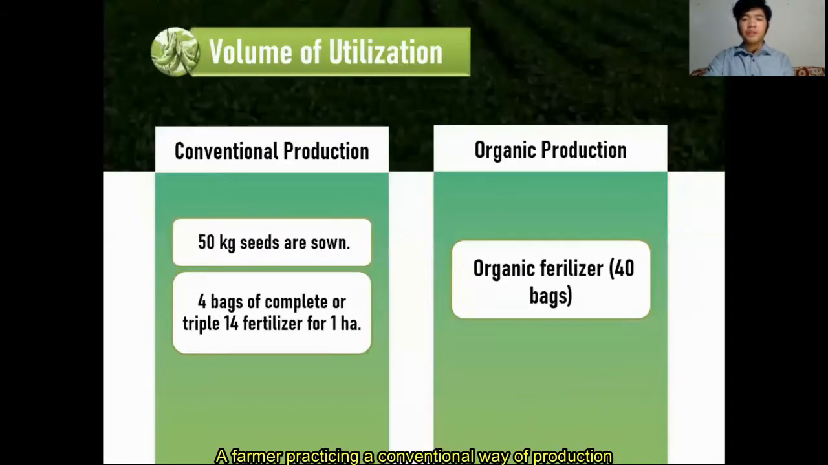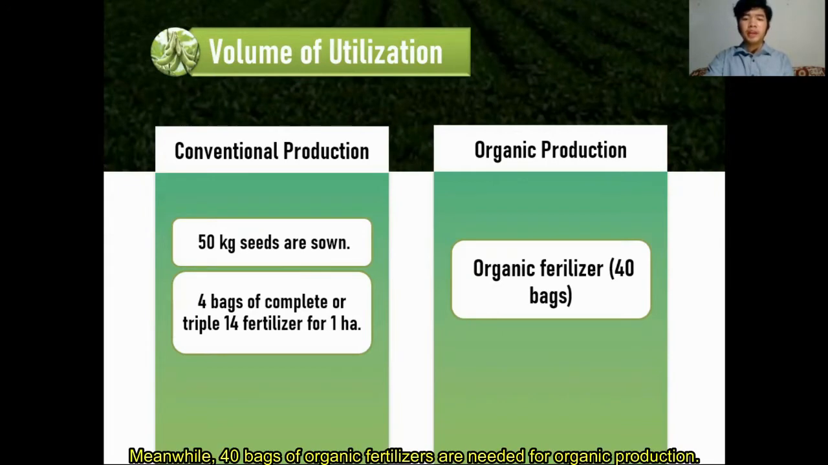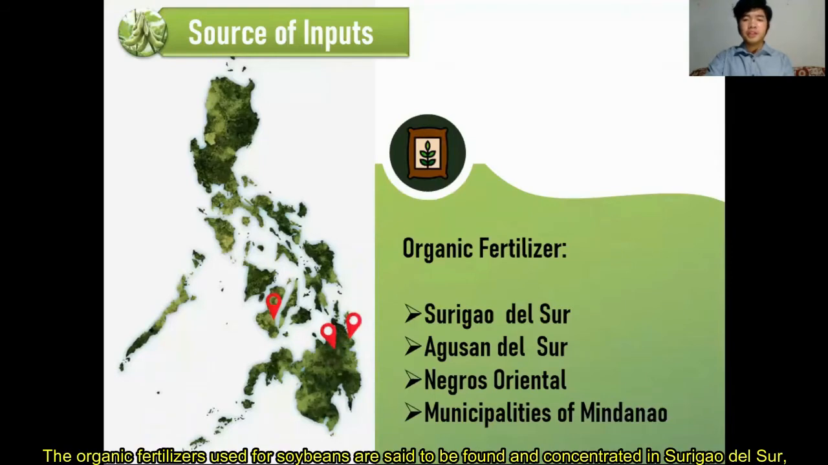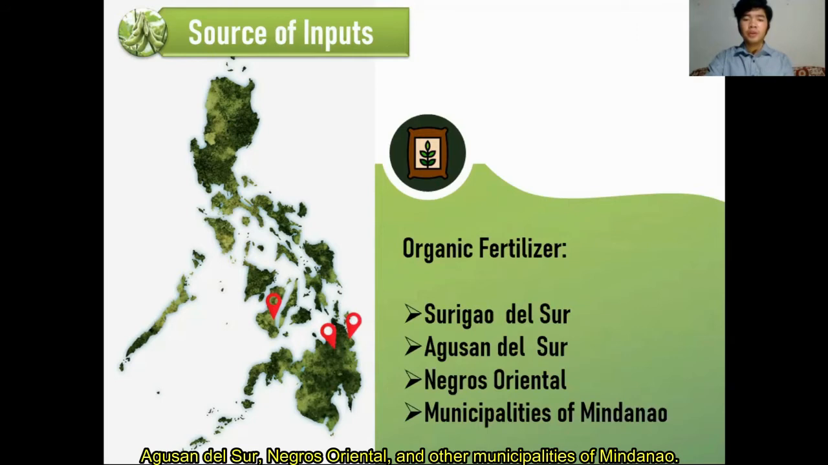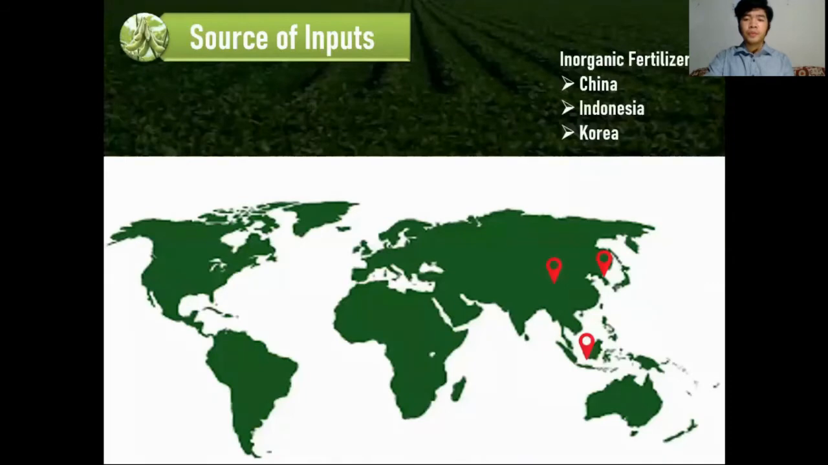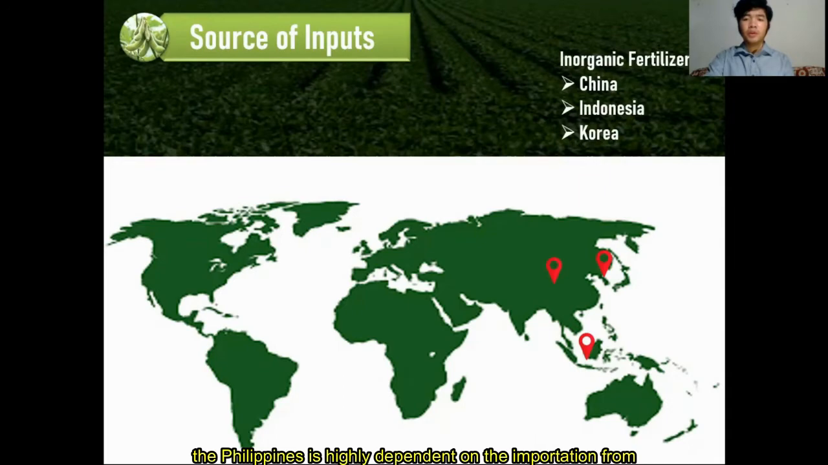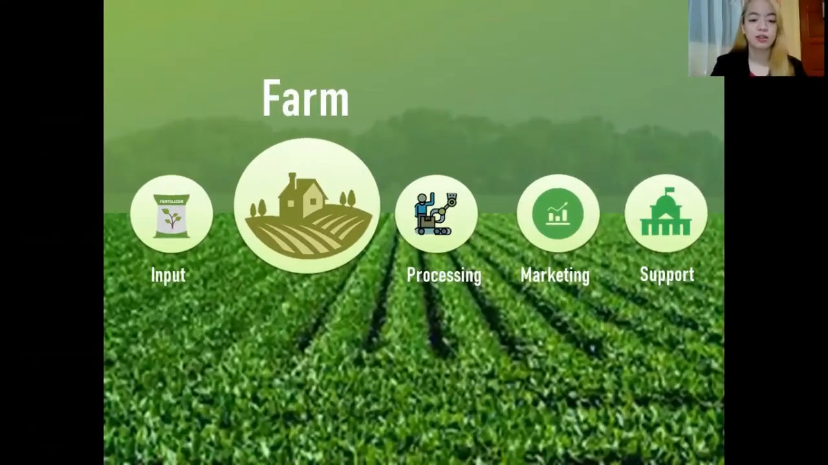A farmer practicing a conventional way of production would technically utilize 50 kilograms of seeds and 4 bags of 3-14. Meanwhile, 40 bags of organic fertilizers are utilized for organic production. Organic fertilizers are said to be found and concentrated in Surigao del Sur, Agusan del Sur, Negros Oriental, and other municipalities of Mindanao. To sustain the availability of inorganic fertilizers, the Philippines is highly dependent on importation from China, Indonesia, Korea, and other countries.